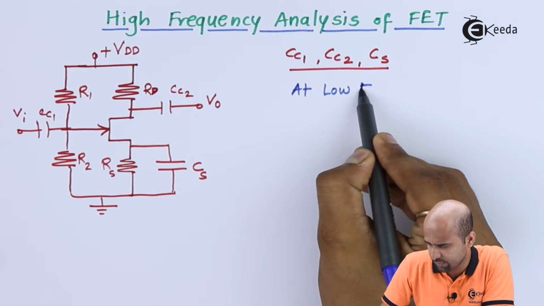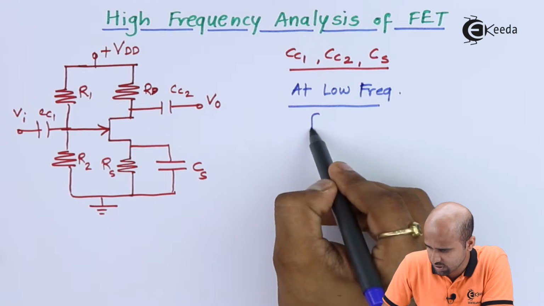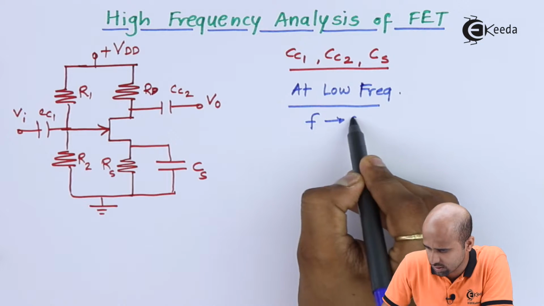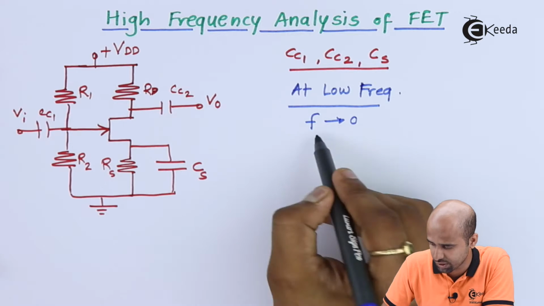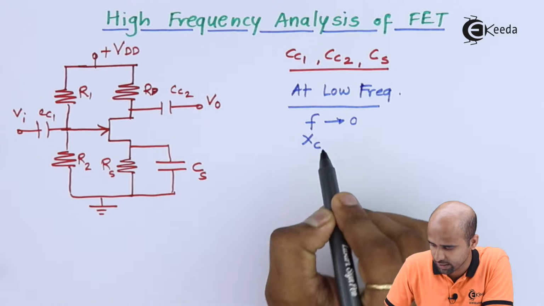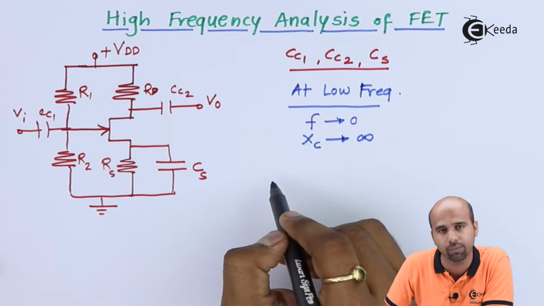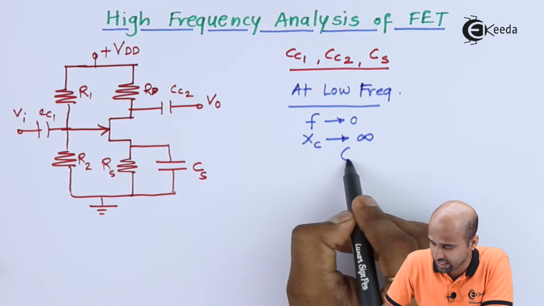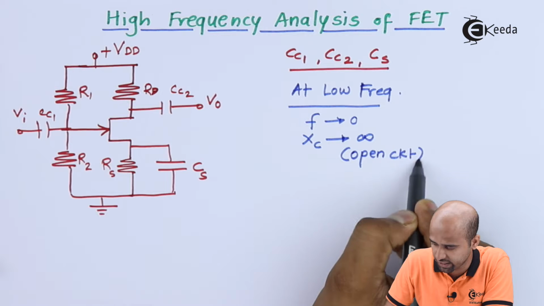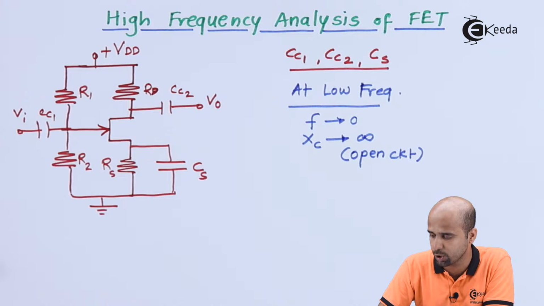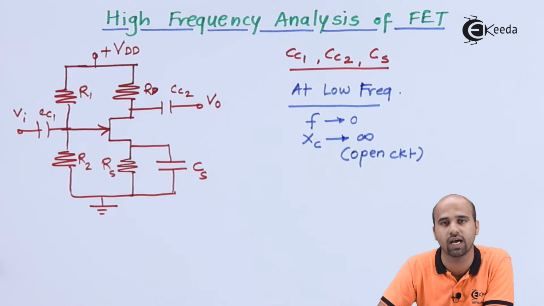At low frequency, that means if F is tending towards 0, I'm not saying exactly equal to 0, but it is tending towards 0, so I can make a statement that XC is tending towards infinity. Now infinity means it's nothing but open circuit as far as the circuit is concerned. So it should be open circuit for your low frequency analysis.